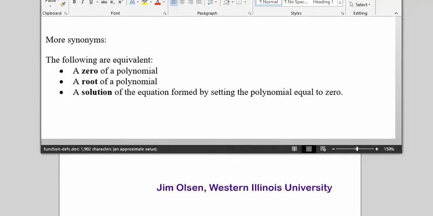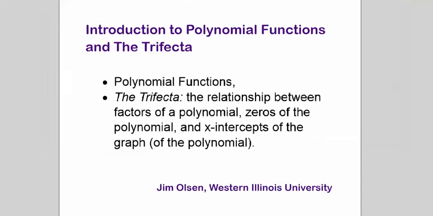In mathematics, we are very interested in finding out when a polynomial will take on a value of 0. And the following are equivalent. A 0 of a polynomial is an x value that causes it to be 0, a root of the polynomial, and a solution of the equation formed by setting the polynomial equal to 0. Now I'd like to look at the trifecta. So the first thing we need to do is look at factors of a polynomial.